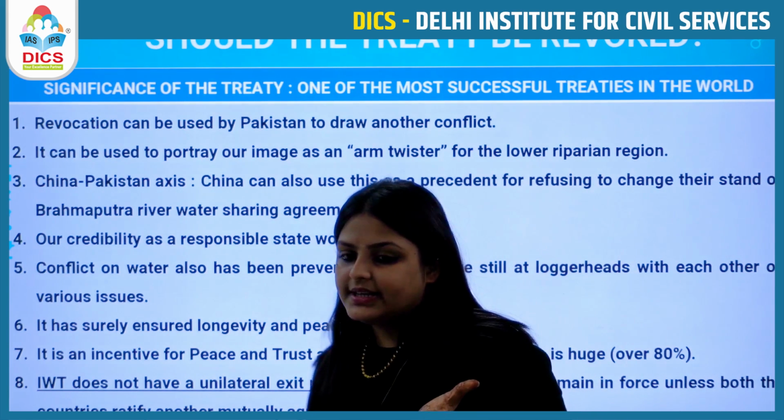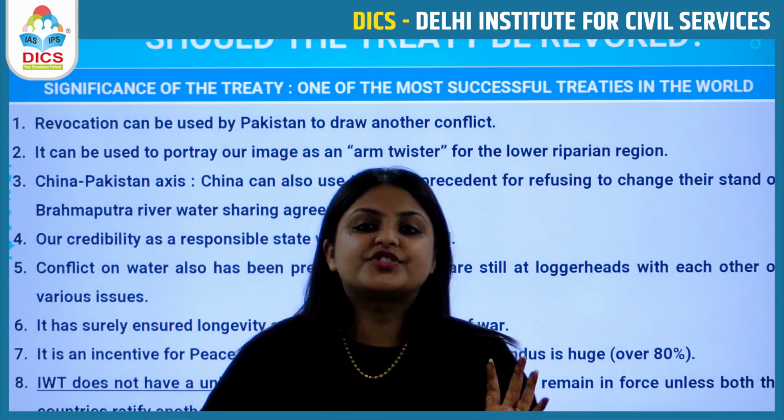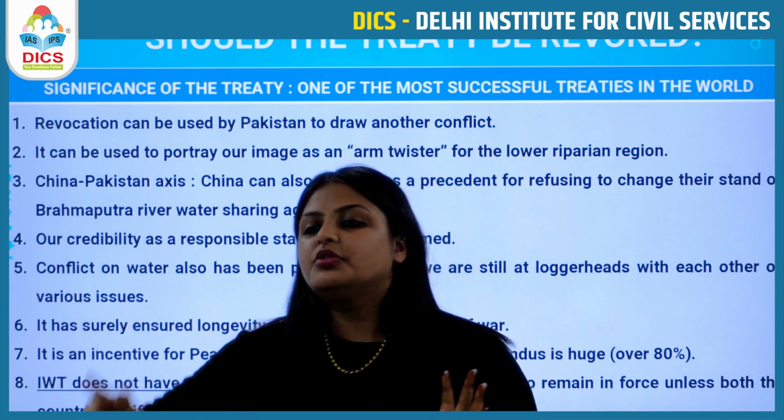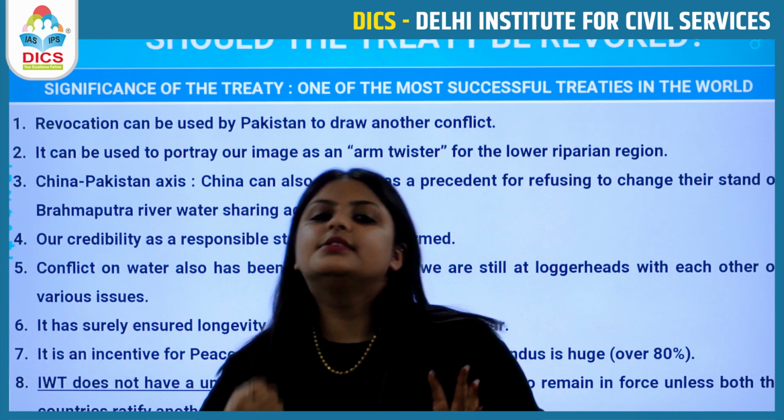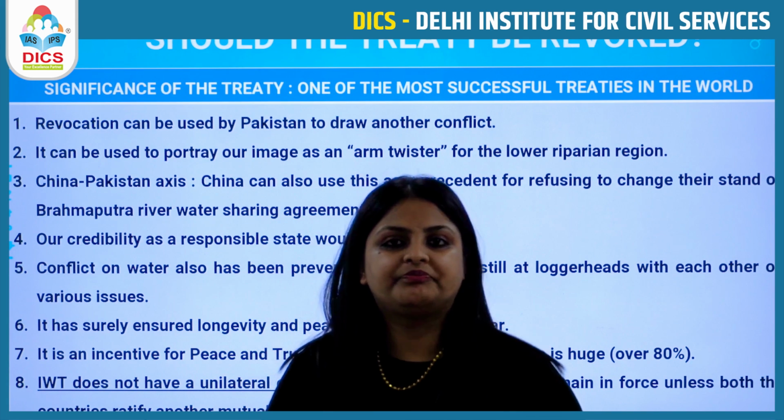Also a point that there is no unilateral exit provision in the treaty. Only when both the countries want to exit from the treaty, only then you can exit. Unilateral exit का clause anyway है ही नहीं, right?